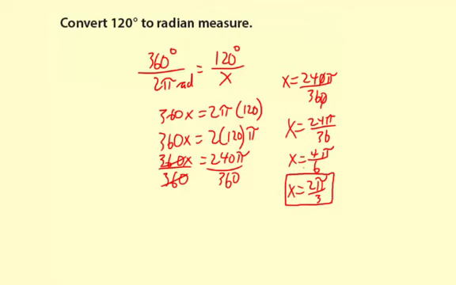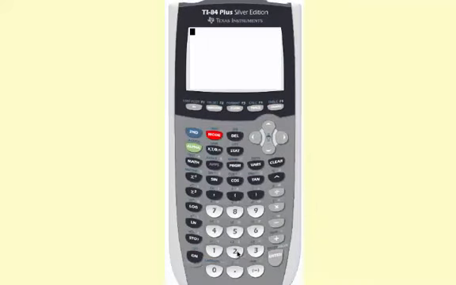Now what if you didn't want to reduce these fractions by hand? What if you wanted to use a calculator? Well, what I would do is I would reduce the 240 and the 360, and just remember that the pi stays in the numerator after. So I would do 240 divided by 360.